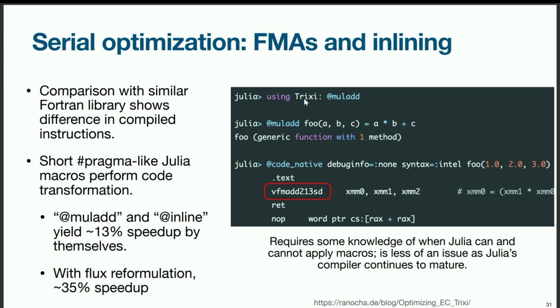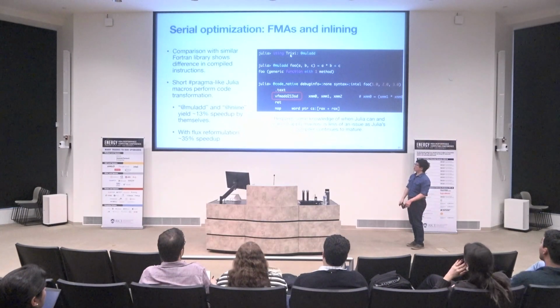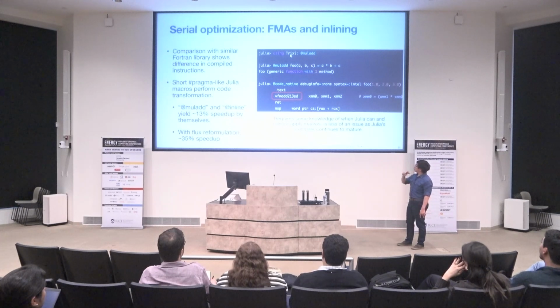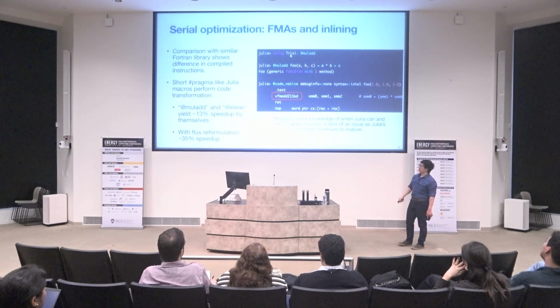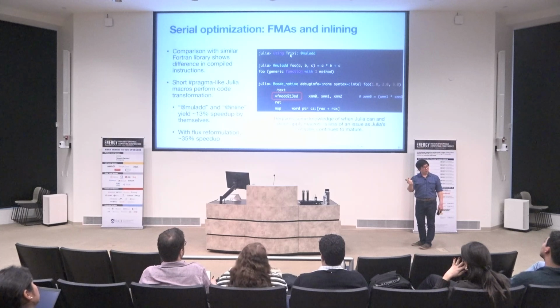So we optimized the Julia code that we had. We compared against a very similar optimized Fortran library, and we noticed that it was significantly faster. It turned out that if we use Godbolt and Julia's introspection utilities, there is a very significant difference in the compiled instructions that both codes end up giving us. When we were looking at Julia, we weren't getting these fused multiply adds, where you can do a multiply and addition all in one single instruction, and our Fortran code was getting them.